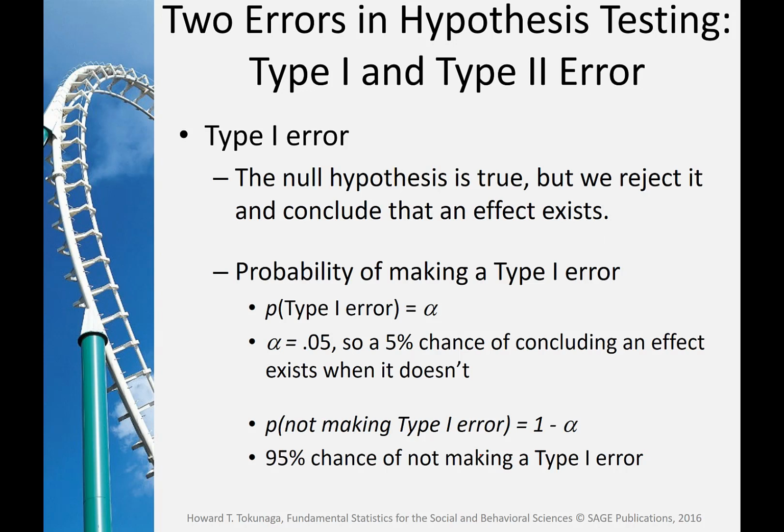Our type 1 error, we actually know a little bit about. Because the probability of making the type 1 error, we decide the likelihood of that when we set alpha. The probability of making a type 1 error is alpha. We decide that. So when we set alpha to be 5%, 0.05, we're setting the probability of making a type 1 error to be 5%, where we have incorrectly rejected a null hypothesis when we shouldn't have.